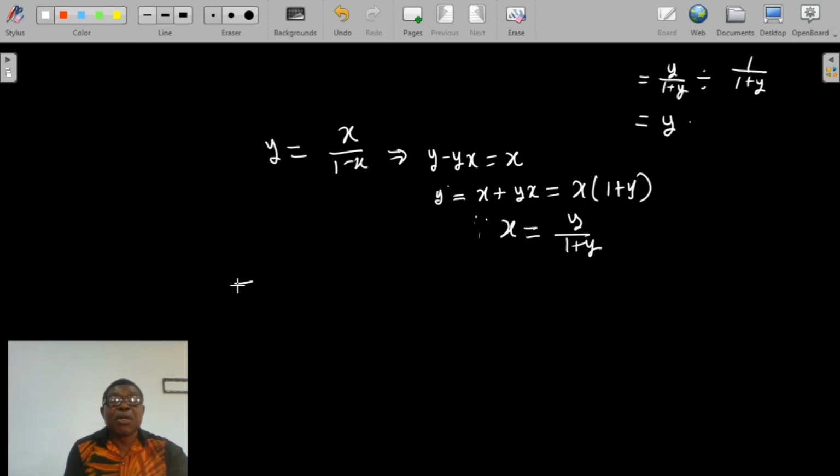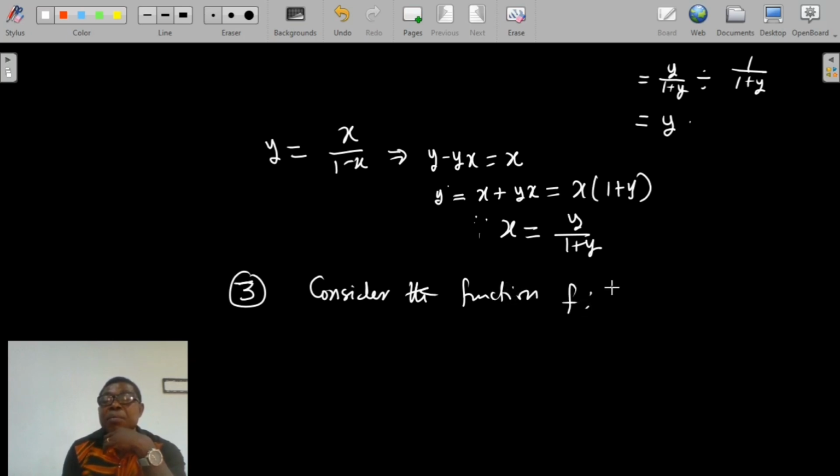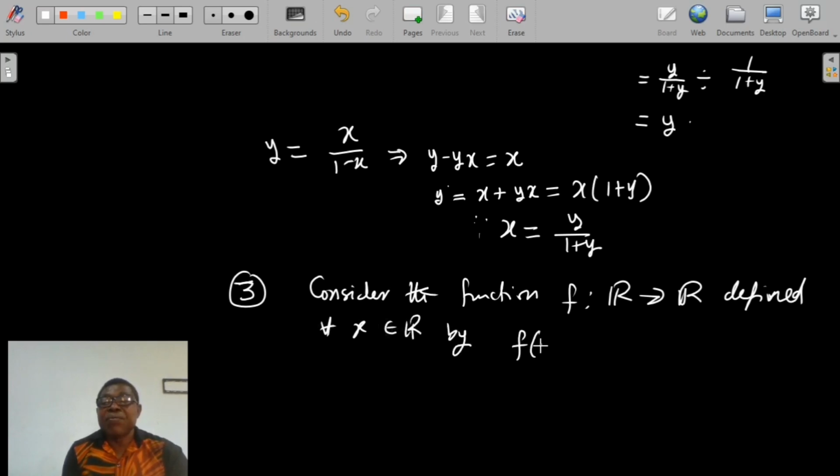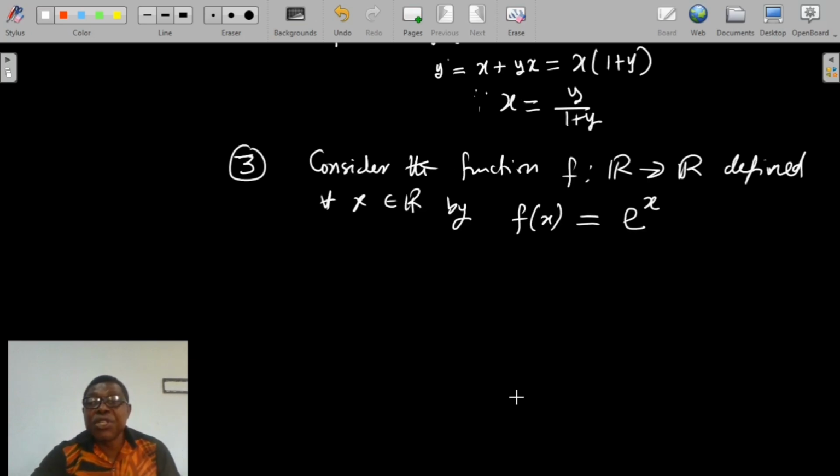Now let us give more examples. Another example of functions that will fall within what we are looking at is, consider the function f from R to R defined for all x in R by f of x equals e raised to the power x. This is the exponential function.